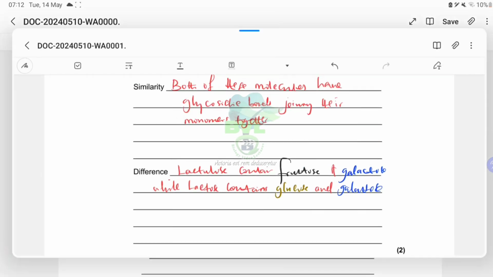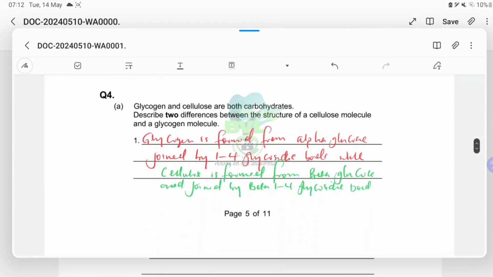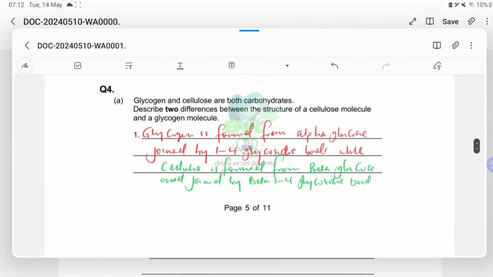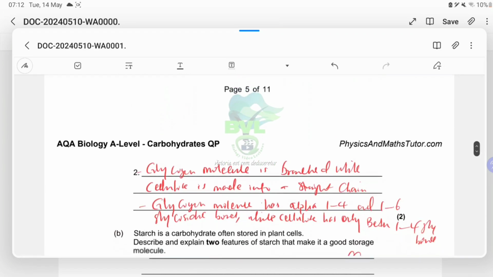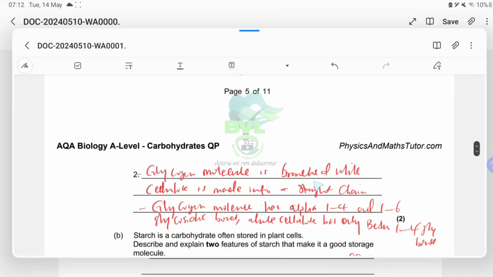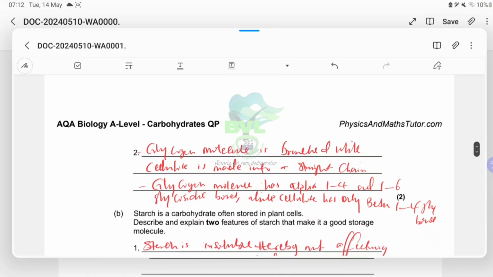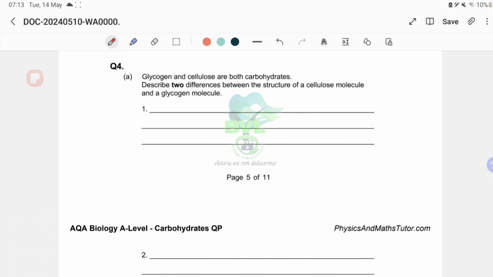So I'm going to read the answer now. Glycogen is formed from alpha glucose joined together by 1 to 4 glycosidic bonds, while cellulose is formed from beta glucose joined together by beta 1 to 4 glycosidic bonds. That's something you don't want to forget because of the structure. Now, the glycogen molecule is branched while cellulose is made up into a straight chain. That's a very big difference. Also, you can say that the glycogen molecule has alpha 1 to 4 and alpha 1 to 6, so it has 2 sets of bonds, as I've taken you through before in class.